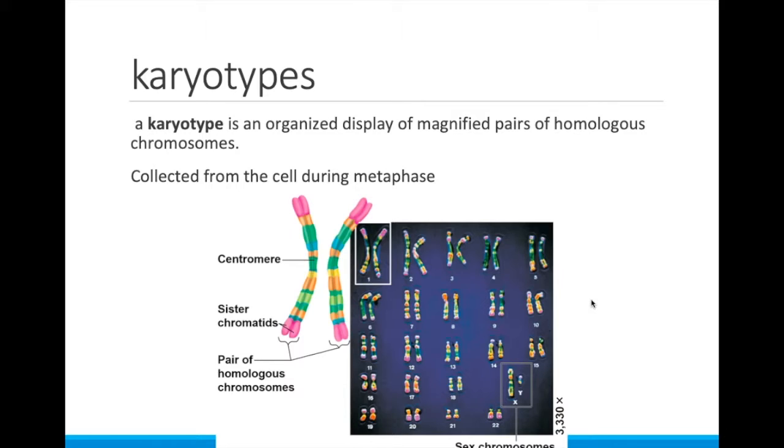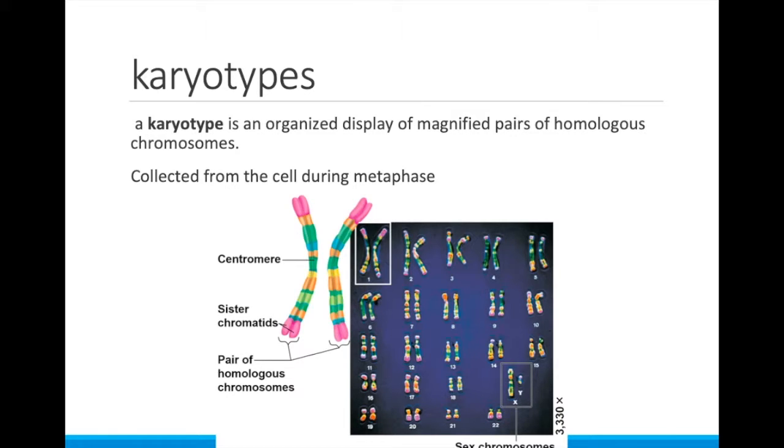These are typically collected from the cells during metaphase. And you can see the structure of the cells. These are duplicated. They have the centromere, sister chromatids. And then this is a set of homologous chromosomes. So this would be a normal karyotype. This individual has 46 chromosomes. 2 of them are sex chromosomes.